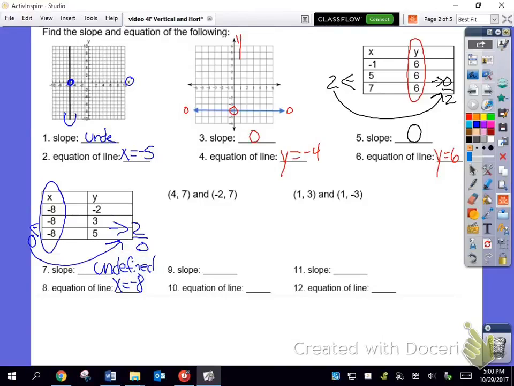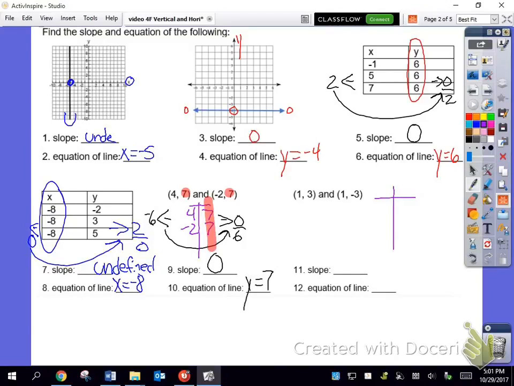If I have 2 points, set up your t-chart. So you've got 4, 7, negative 2, 7. And then subtract. Negative 2 minus 4 is negative 6. 7 minus 7 is 0. When I divide, 0 divided by 6, I get 0. Now, the equation, look to where they're the same. They're the same on the y side. Okay? So that means y equals 7.